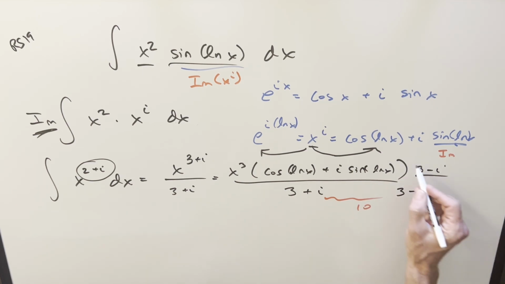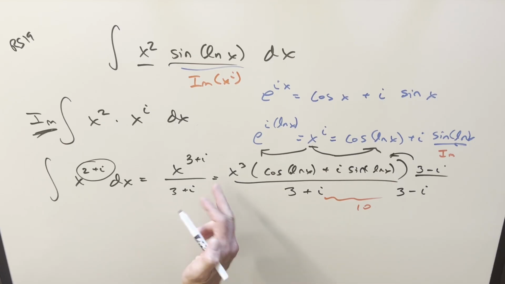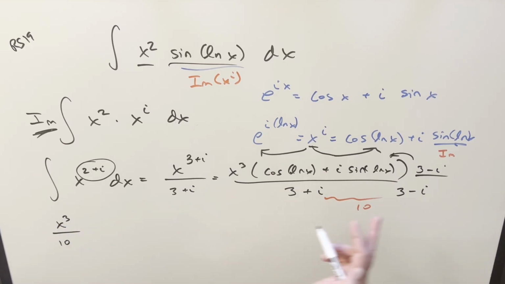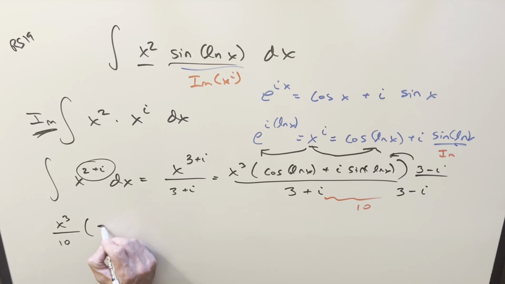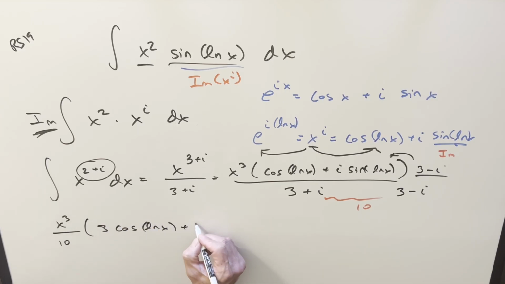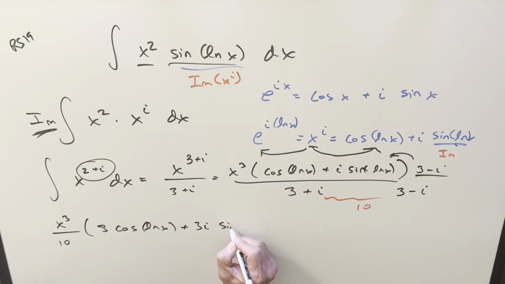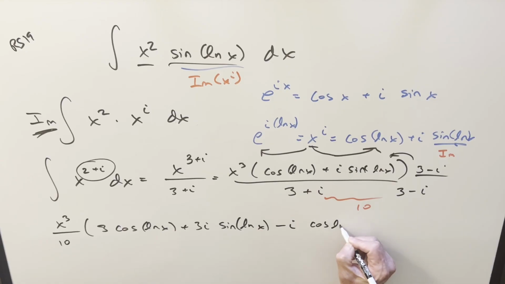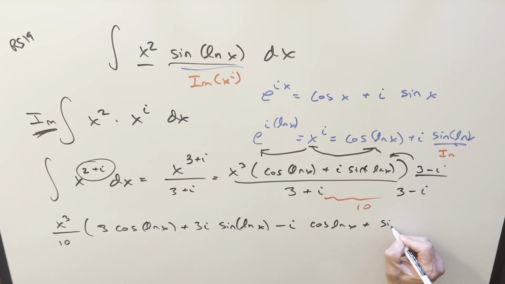So then let's FOIL out this part, but we'll take the 10 and divide it into the x cubed. So what we have is x cubed over 10. Multiply all this stuff out, we get 3 cosine ln x plus, I should probably order it more carefully, but let's just do it and see what happens. So then we'll have minus i cosine ln x. Here, minus i times i is going to be a positive 1, so we're going to have positive sine ln x.